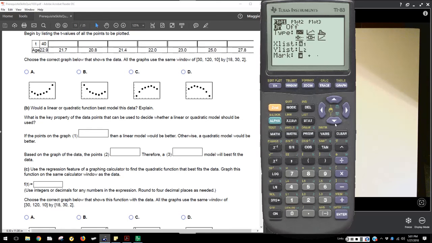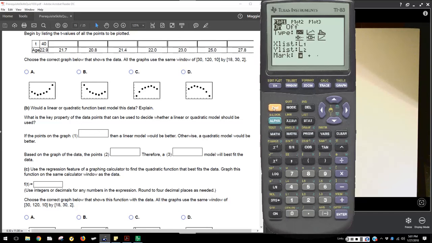Your year list is in list 1, and your marriage age list is in list 2. And you can use any of those marks, but I generally use the little box because it's easier to see the marks. And there's 2 different ways you can go about this. They didn't give us a scale. If they had given us a scale for X and Y here, we could have copied theirs, but they didn't give us one. So what we're going to do is we're going to let the calculator choose the window.